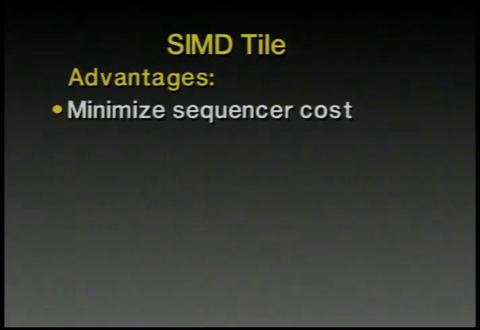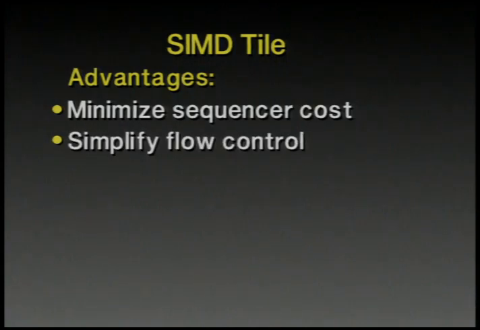Well, first, obviously, just like the SIMD organization for per vertex calculations, it minimizes the cost of the sequencer. There's only one of them. A second advantage is that, at least in the simplifying case where all of the processors are operating on pixels from the same primitive, it simplifies the flow of control. There don't need to be large FIFOs. Everything is happening, again, in lockstep.